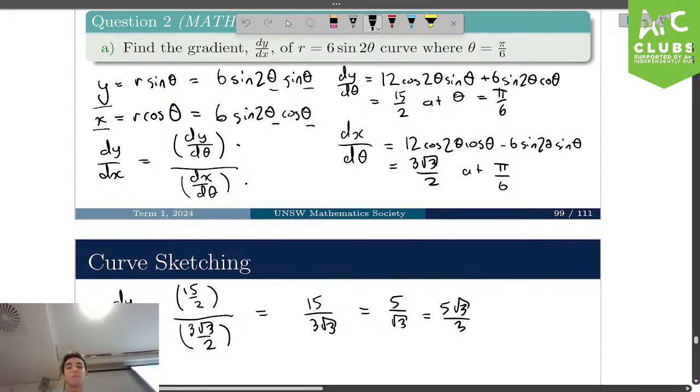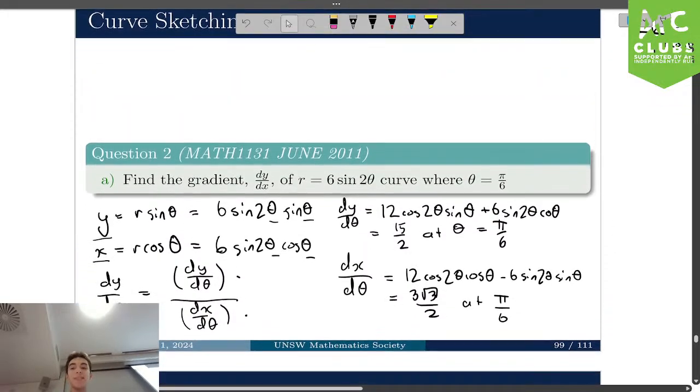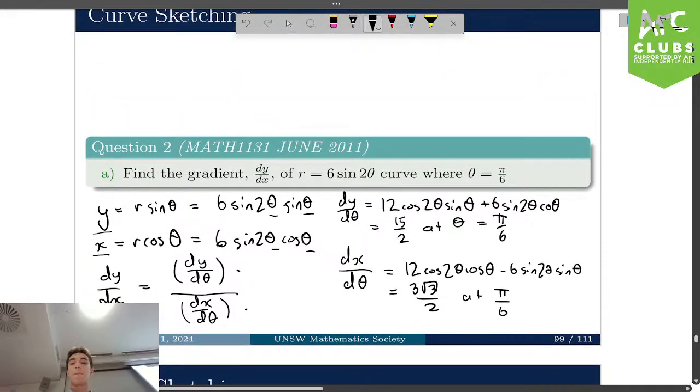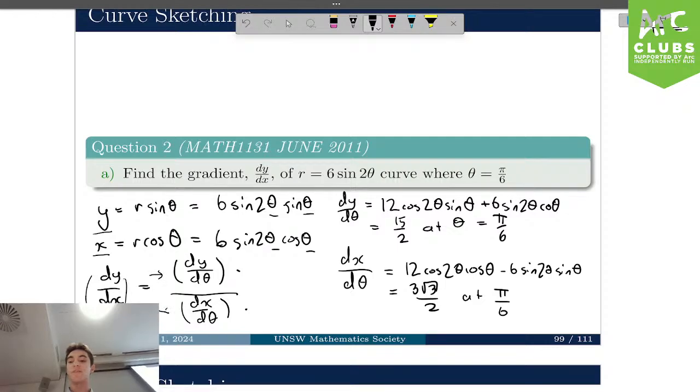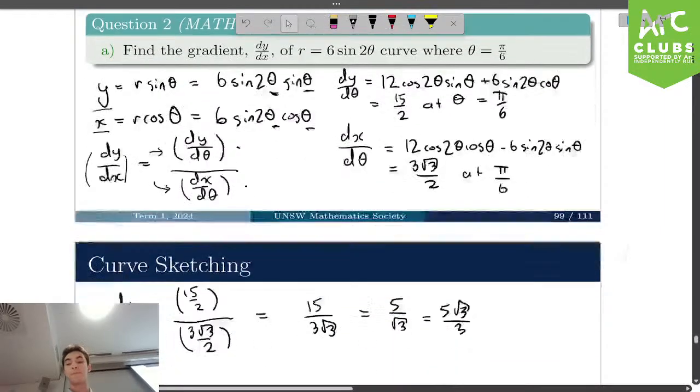Okay, that's our derivative. So the key idea that you should get from this question is that you can perform this manipulation to turn the derivative into two derivatives divided by each other, right? If you have y and x described in terms of the same parameter, okay? In this case, it was theta.